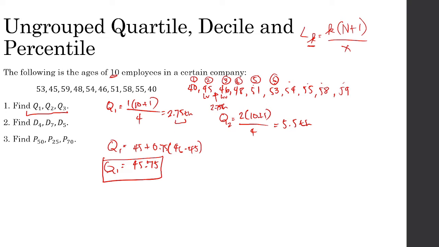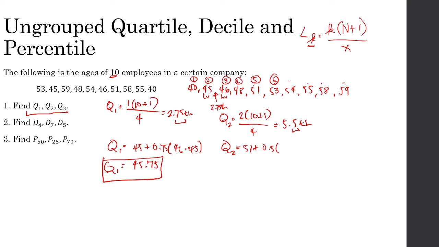So if we use interpolation, but you can also just take their average. If you take their average, we have 51 plus 53, that will be 104 divided by 2, that will be 52. But let's check if that will also be the result of interpolation. So we have Q2 equal to our lower value here, which is 51, plus the fractional value here, which is 0.5.